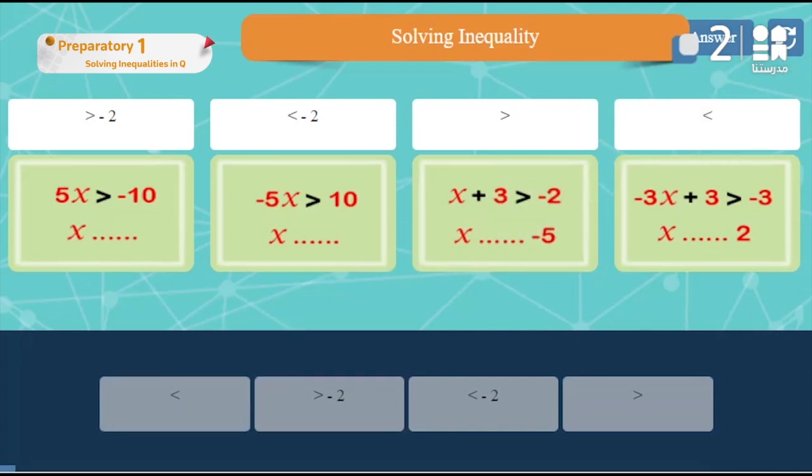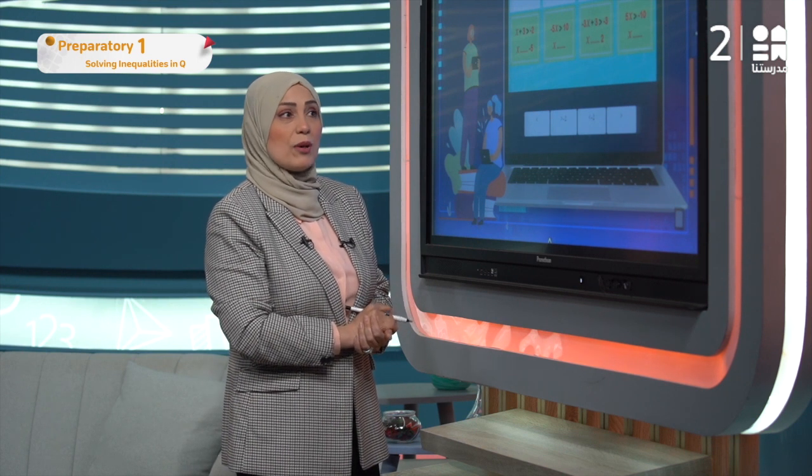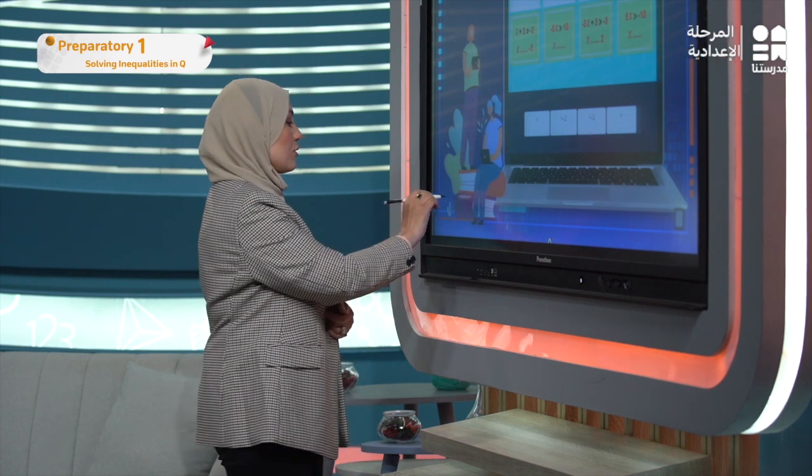Great. By now, you should be solid on when to change the direction of the inequality sign when solving first degree inequalities. As you saw in this video, when we divide or multiply by a negative number, we have to change the sign of the inequality. But when we add or subtract, no need to change it. Okay, let's go ahead.